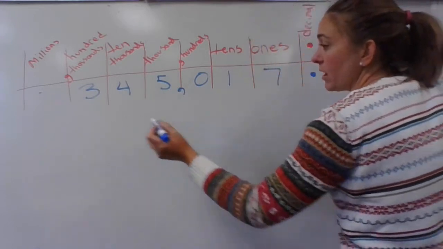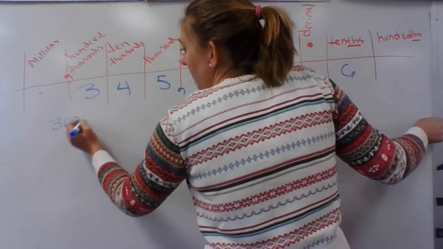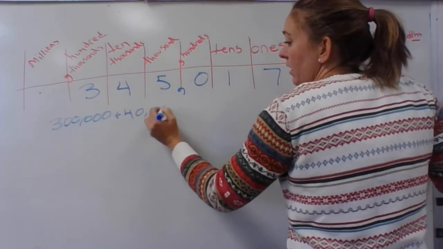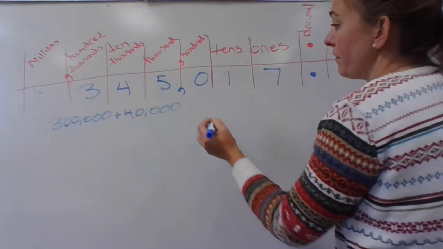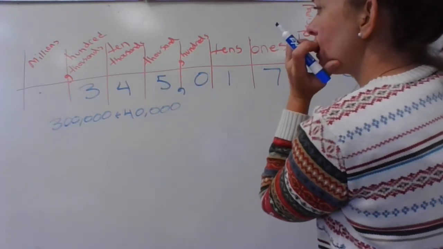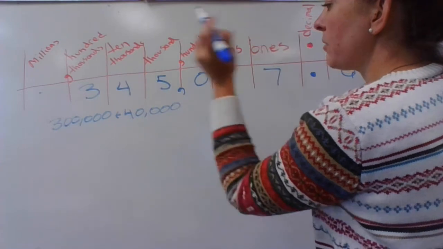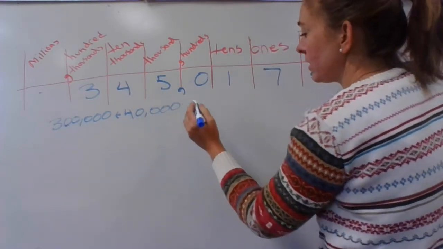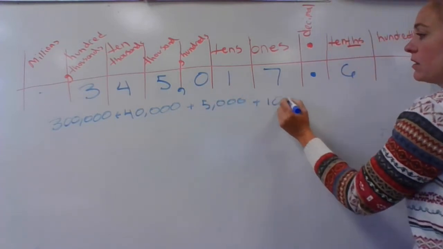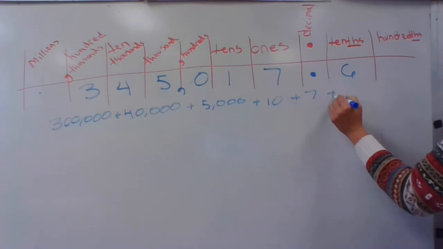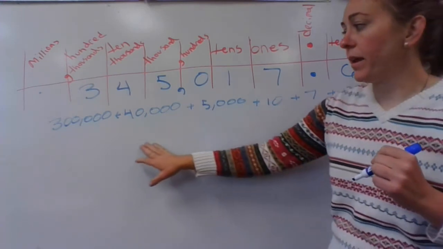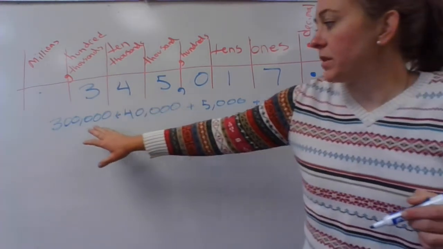So first I would write out my 300,000. Then I would write out my 40,000 plus 40,000. Then I would write out 50,000? Oh, no. Yeah, 340. Oh, sorry, that's a 5. I was like, what number is that? 5,000 plus nothing in the hundreds, plus my 10, plus my 7, and then plus the 0.6.